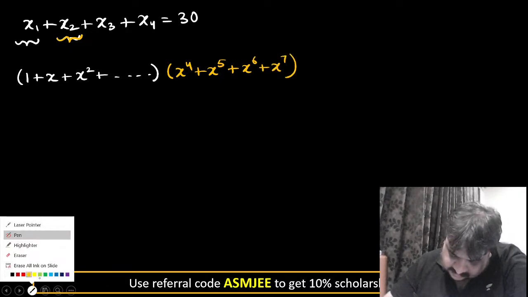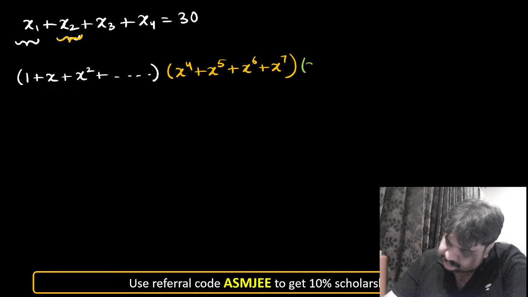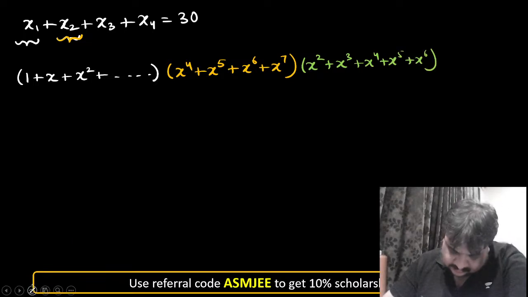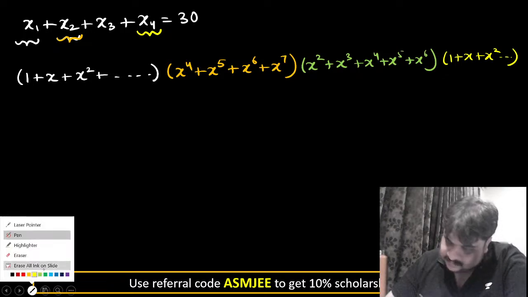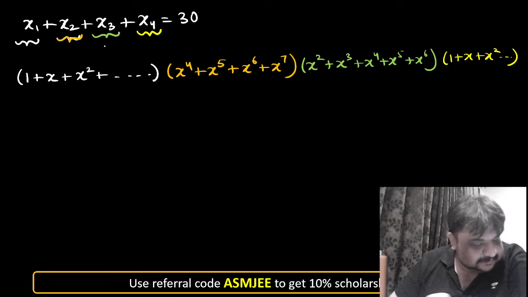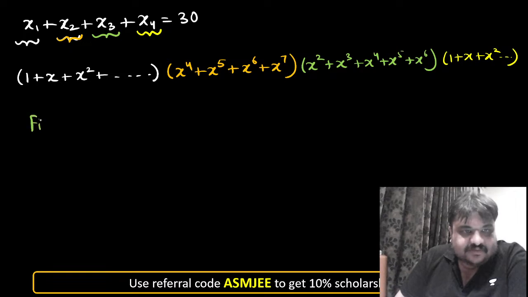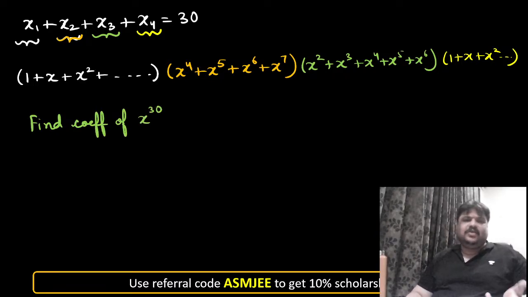X3 be the power of this other bracket, the third one, 2 to 6. And x4 be the power of this bracket. But this method uses binomial. Now in all this multiplication, we have to find the coefficient of x raised to 30.